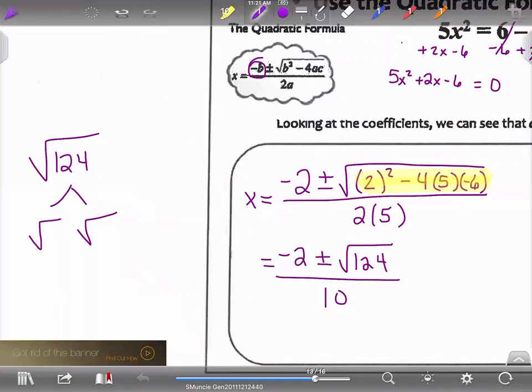If you have absolutely no idea what numbers multiply to give you 124, you can ask me for a list of perfect squares. You can start and just divide 124 by these numbers, working up your list until you get one that's not a decimal. If I divide 124 by 121, I'm going to get a decimal. If I divide 124 by 100, I get a decimal. If I take 124 divided by 81, I get a decimal. And you keep going all the way up your list, until you hit 4.